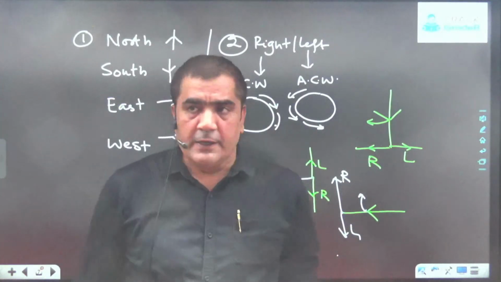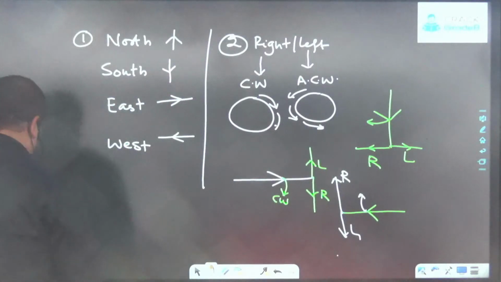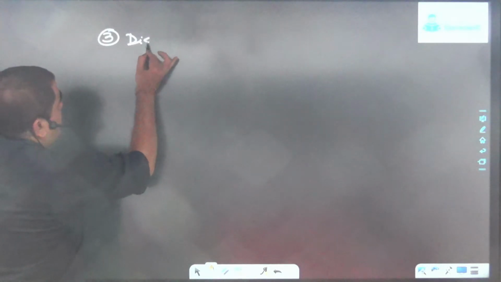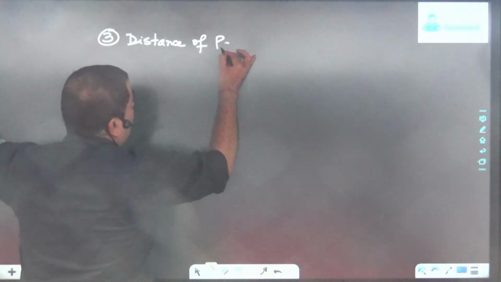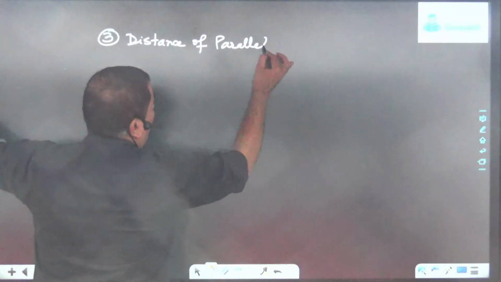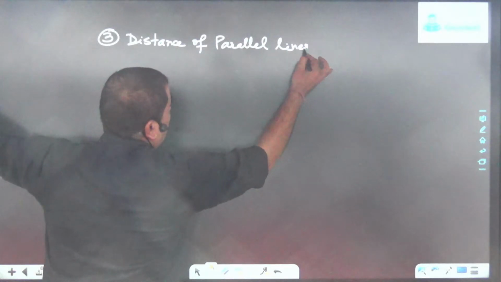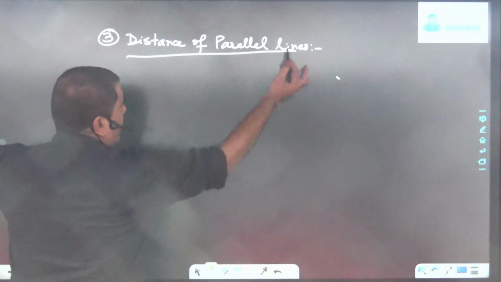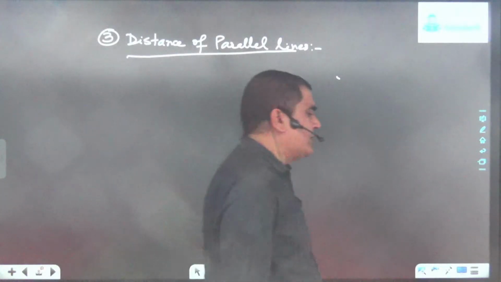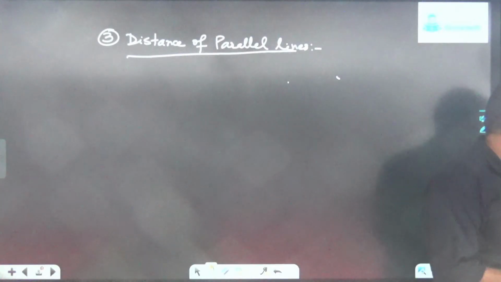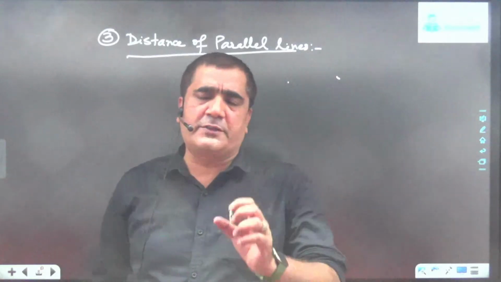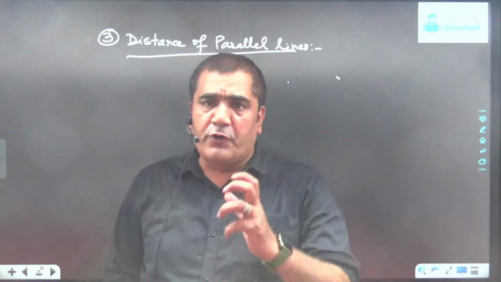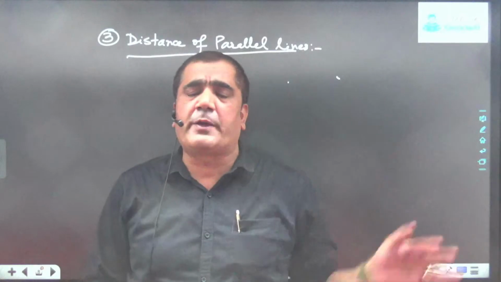Clear? Now, the third point that should be kept in your mind while making the map is distance of parallel lines. Always keep this in mind, distance of parallel lines. Whenever we get any two parallel lines, then always you have to consider the distance also. So these 3 points should be kept in our mind before we start plotting the map.